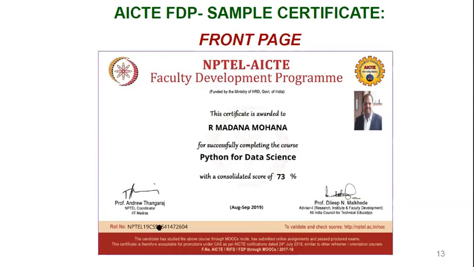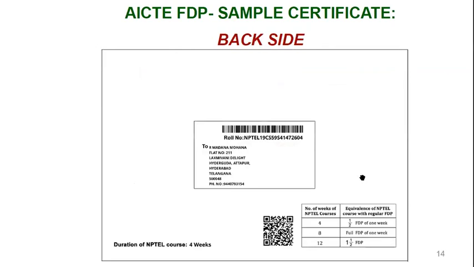Here you will get your roll number, the validated score, and the link is also given. On the left side you can see the NPTEL coordinator signature, and on the right side the advisor of AICTE. So this is an official certificate. This is the front page. The duration is not mentioned on the first page; it is mentioned at the bottom of the certificate. Now you can see the back side.